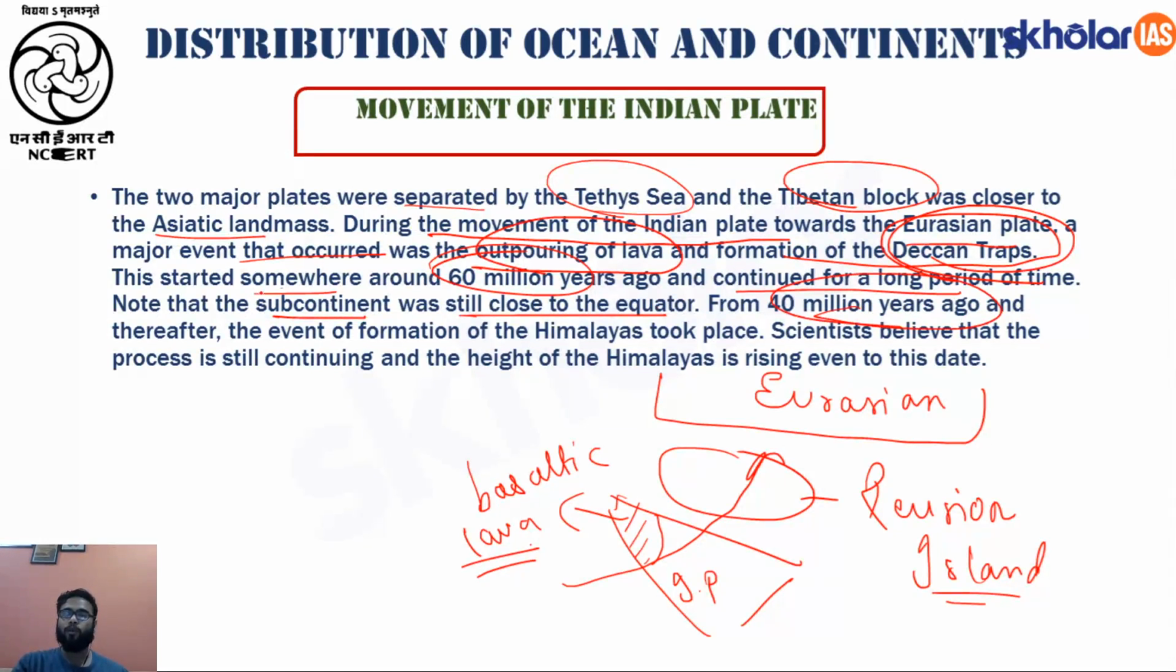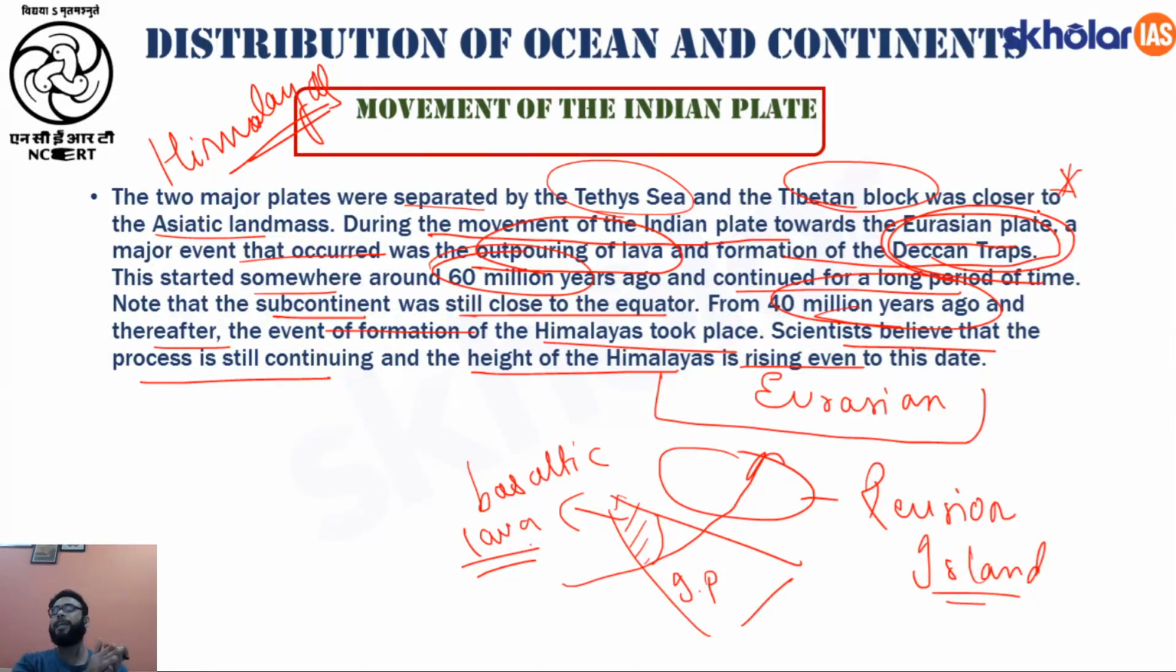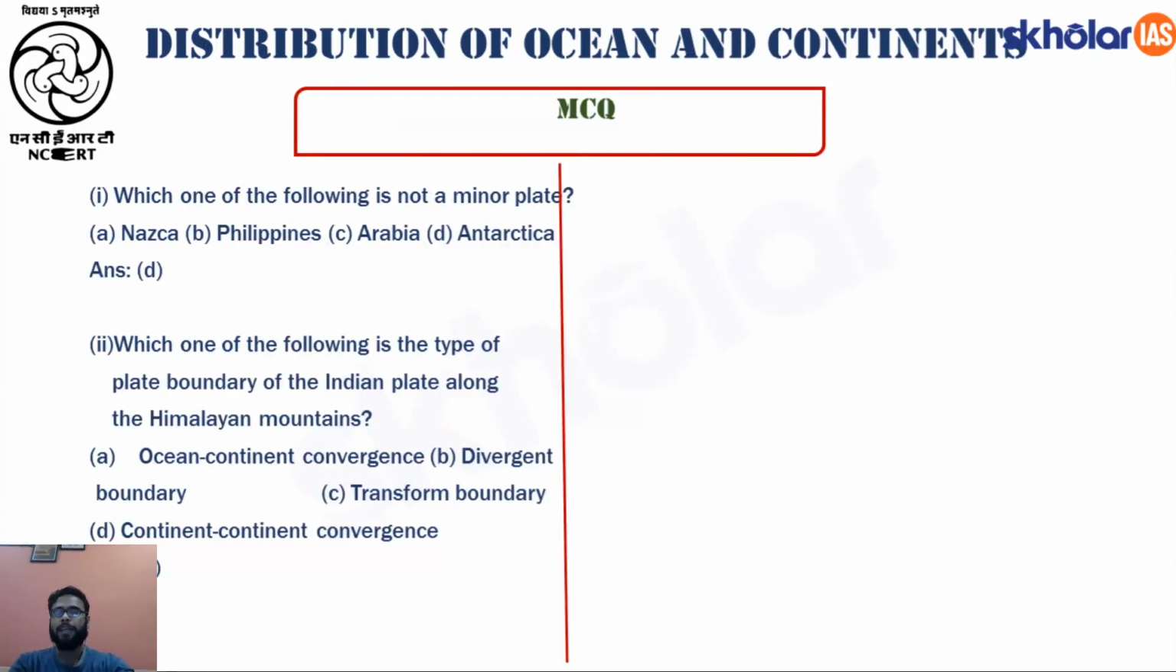From 40 million years ago and thereafter, the event of formation of the Himalayas took place, and scientists believe that the process is still continuing and the height of the Himalaya is still rising even to date, because the Indian plate is still converging with the Eurasian plate, and because of this the height of the Himalayas is continuously increasing even in today's time. Fine. So here you have to understand two important things. First, the formation of the Himalayas, and secondly the formation of the Deccan Traps, which resulted because of the Indian plate moving over the Reunion hotspot, which resulted in volcanic eruption in the northwestern portion of the Indian peninsula.